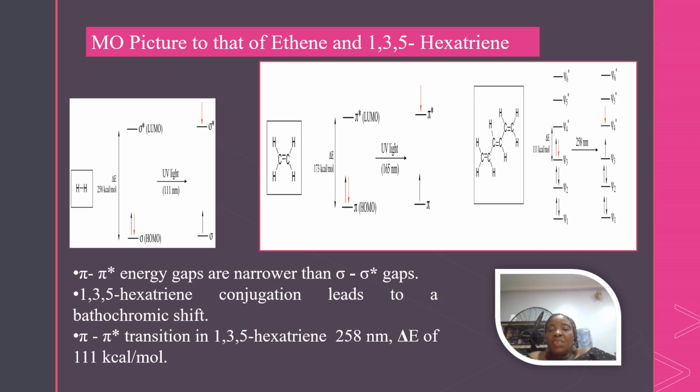And you can also see that the energy gap between the HOMO and the LUMO is shortened when you compare it to the energy gap of ethane. The energy gap in ethane is wider, while the energy gap in 1,3,5-hexatriene is smaller because of the increased conjugation in this compound.